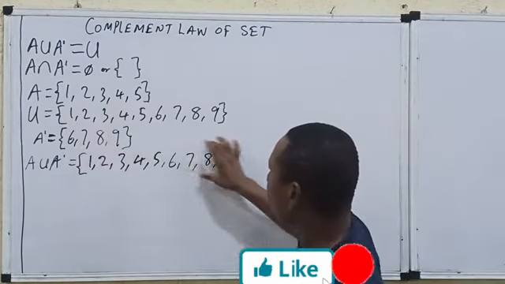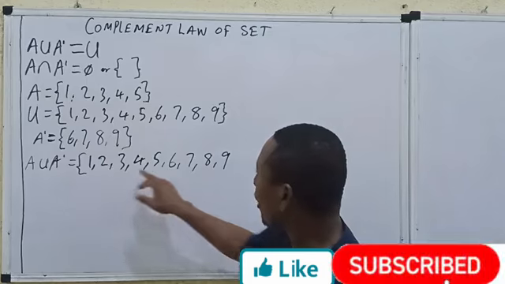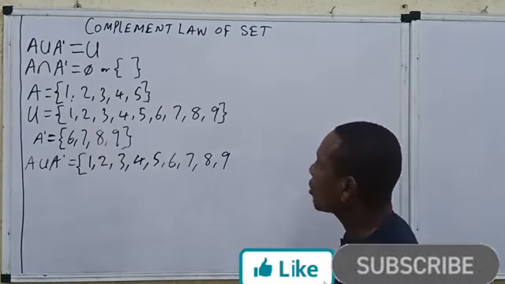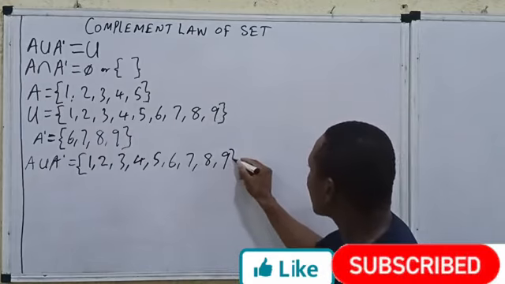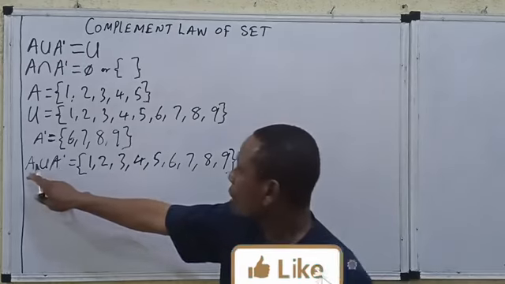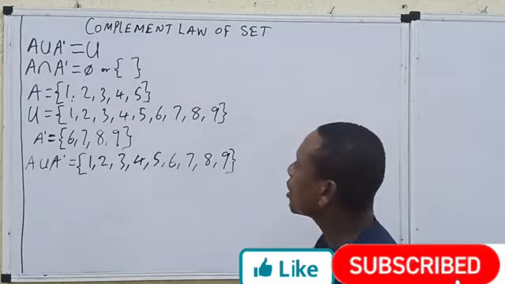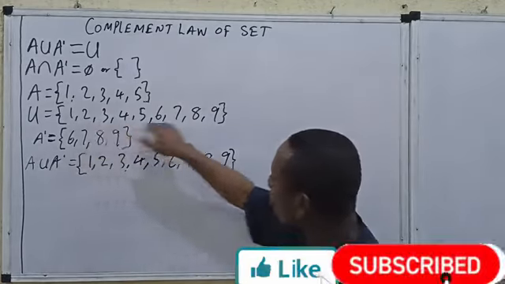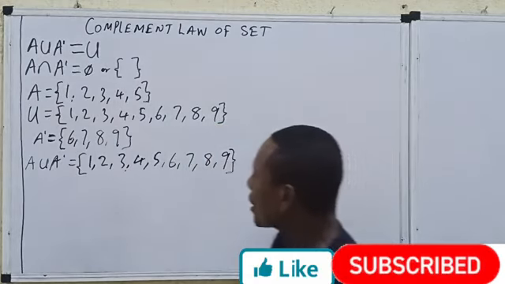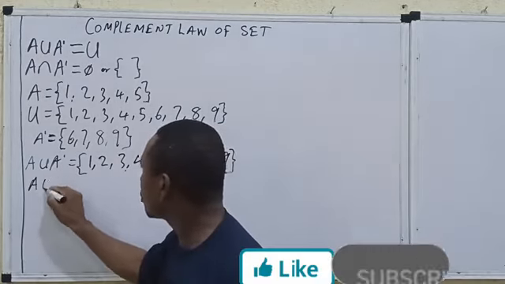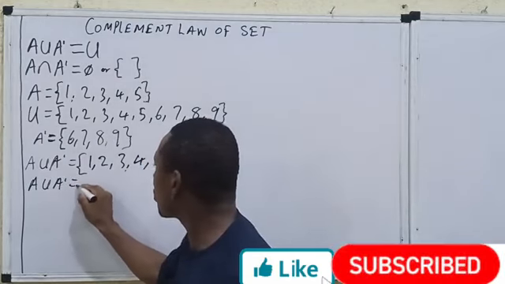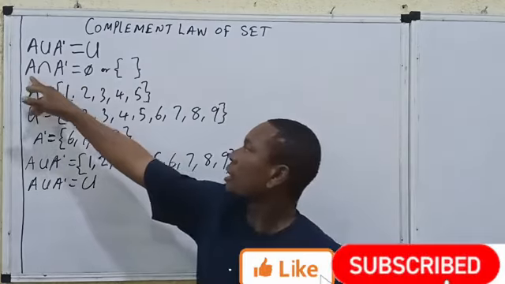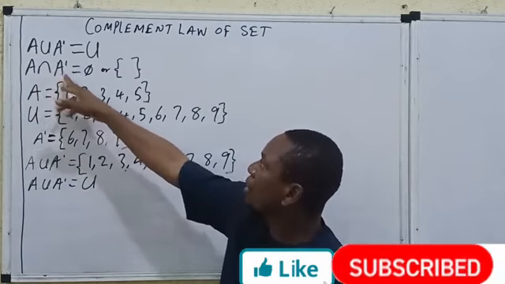So that's what we have here. 1 to 5 is here, and 6 to 9 is here. So I've put it here. So that is A union A complement. Now, do you realize that this is equal to the universal set? So we have been able to prove that A union A complement is equal to the universal set.